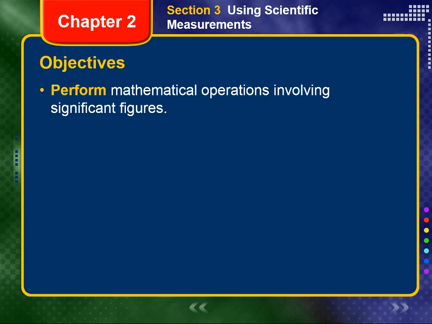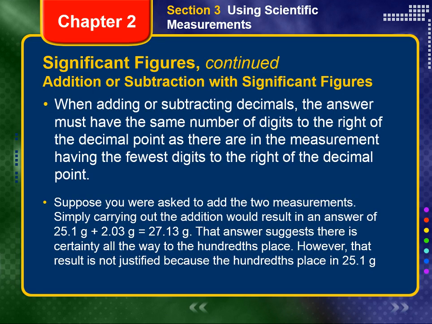At the end of this video, you should be able to perform mathematical operations involving significant figures. Chapter 2, Section 3, Addition or Subtraction with Significant Figures. Consider two mass measurements, 25.1 grams and 2.03 grams.